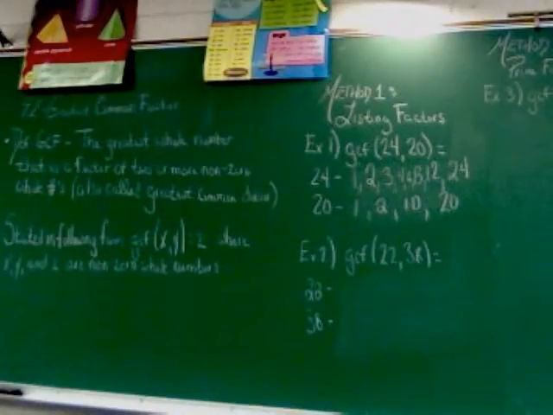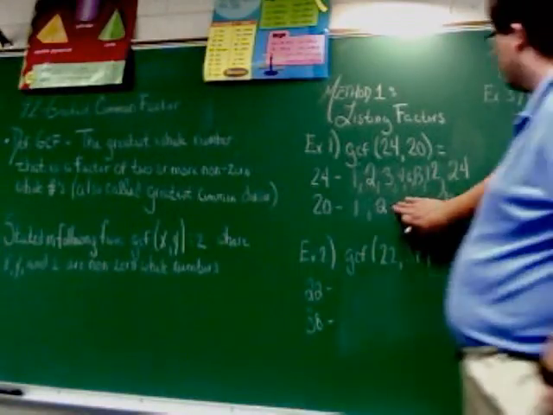So, we've listed the factors of 24 and 20. Now, it's not called the greatest common factor. Oh, I missed 4 and 5. I told you that.